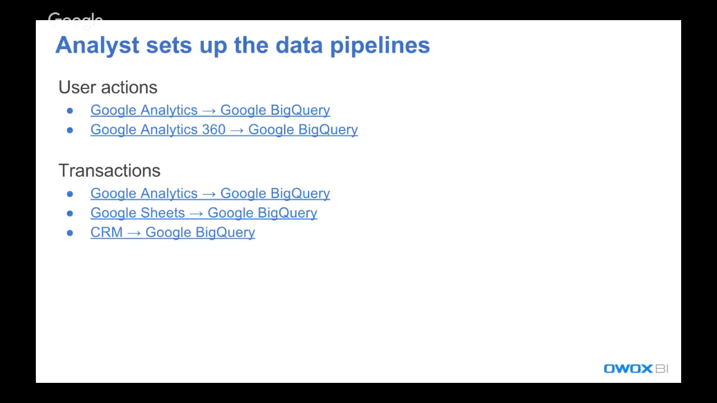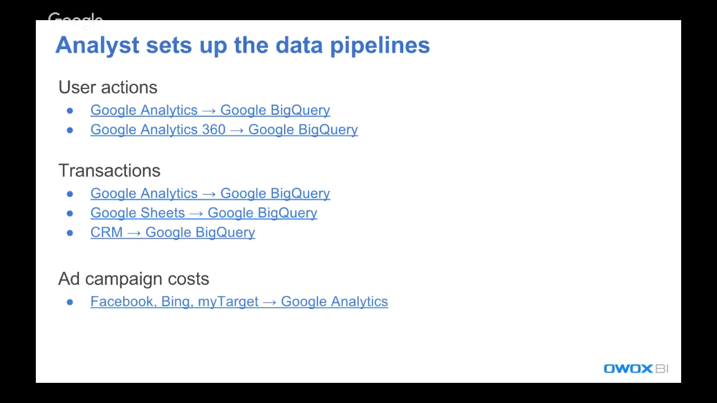So now we have all the user actions data and all the transaction data. And the last thing which is left, we need to send all the ad campaign costs to Google Analytics first, and then export to BigQuery, in order to be able to calculate the ROI and ROAS metrics, to be able to understand which campaigns are profitable and which are not. And there are some working out-of-the-box pipelines.